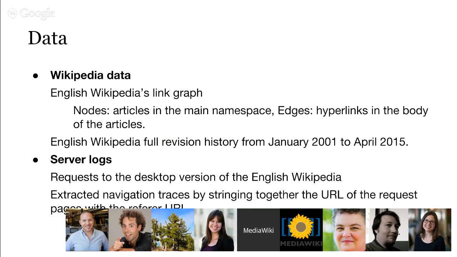We looked at server logs. These are requests to every page on English Wikipedia in this example, and whatever I'm showing you here is about English Wikipedia. The methods are language agnostic, so they can be implemented in different languages. Then what we did using the server logs was extract navigation traces by stringing together the URL of the requested pages with the referrer URL. Just so you get a sense of what a trace can look like.